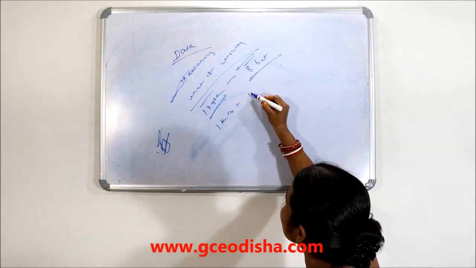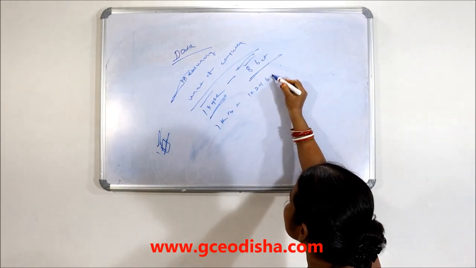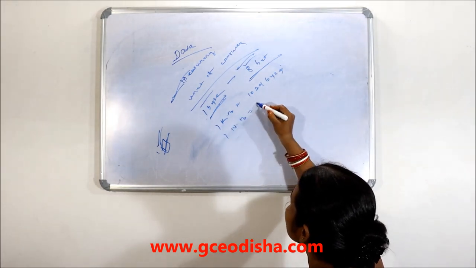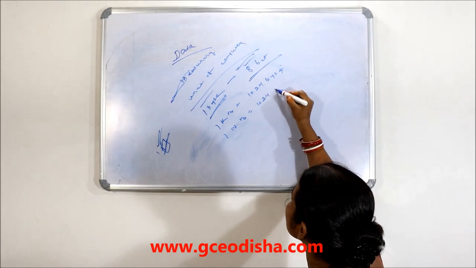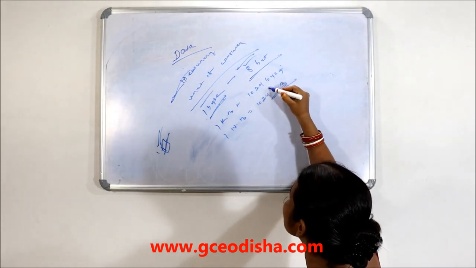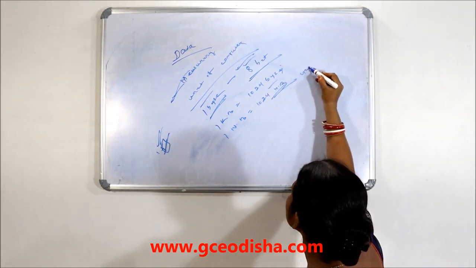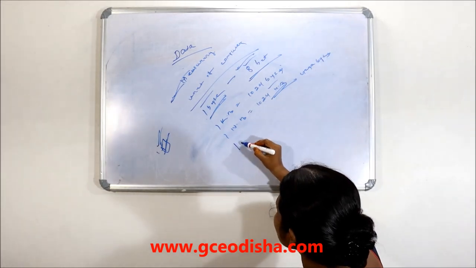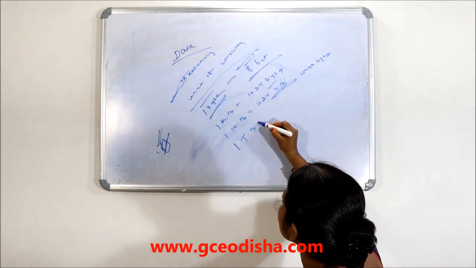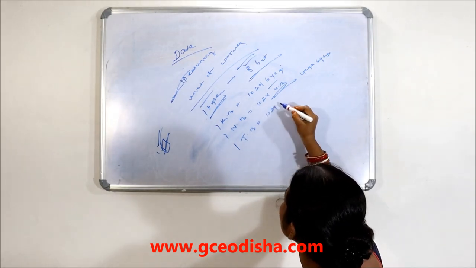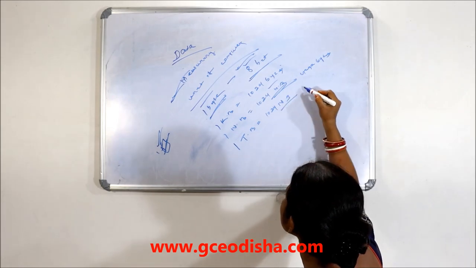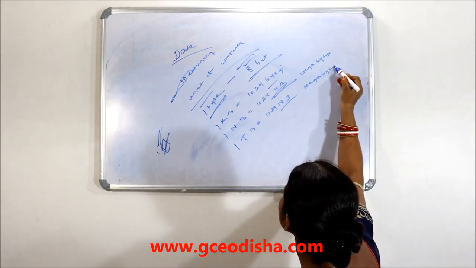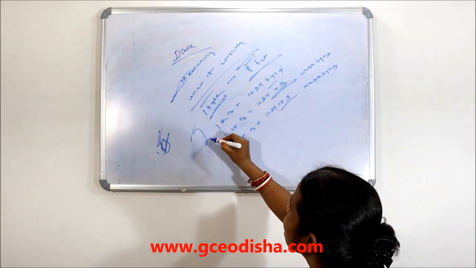1 kilobyte equals 1024 bytes. 1 megabyte equals 1024 kilobytes. 1 gigabyte equals 1024 megabytes. 1 terabyte equals 1024 gigabytes. It is the measuring unit of the system.